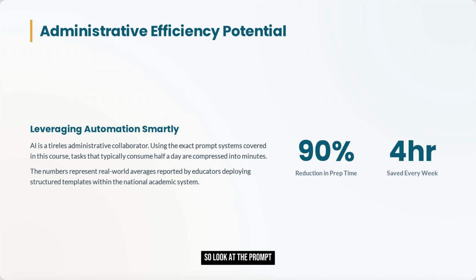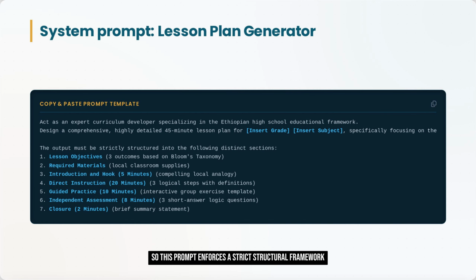So look at the prompt currently displayed on your screen. This prompt enforces a strict structural framework that dictates exactly how the AI should format the lesson plan. When you copy and paste this prompt, you must explicitly define the grade level, the specific subject matter, and the topic also. So let's read through the exact configuration. The prompt is going to be like this one.